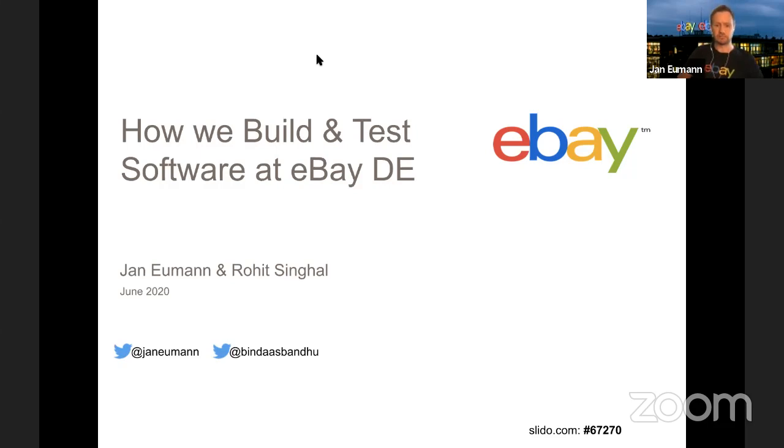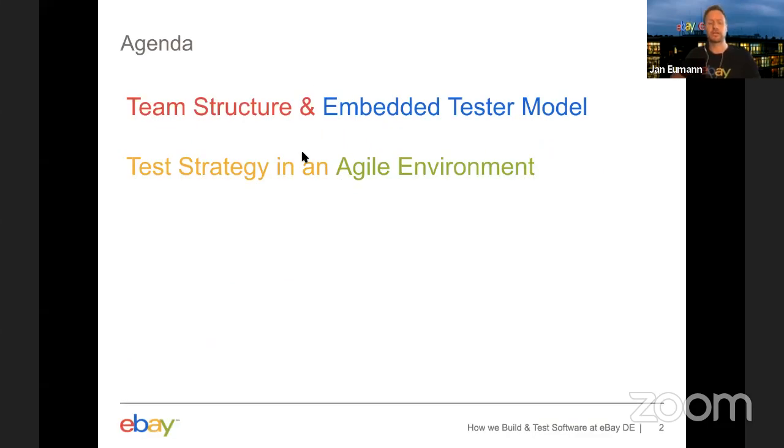What we're going to cover today is a little bit about our team structure, something that we call the embedded tester model. So how are the testers integrated into the team? And we're going to talk about the test strategy that we use in our agile environment.